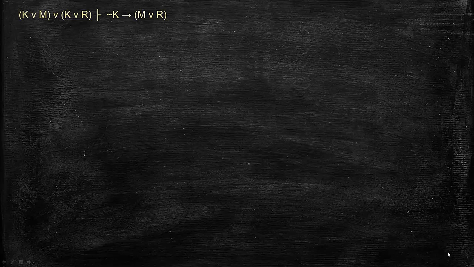So here we have this massive disjunction, K or M or K or R, which is supposed to imply this conditional, if not K, then M or R. Go ahead and give this a whirl. In the old days, we would have said, okay, look, this is a disjunction, so we're probably going to be doing a disjunction elimination.